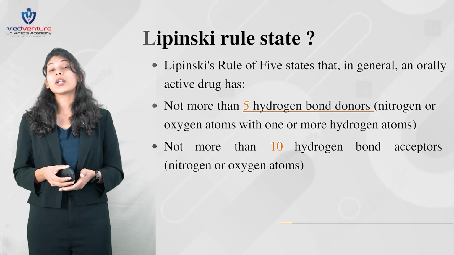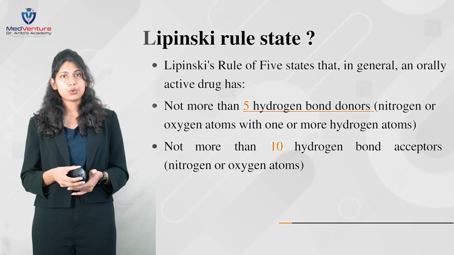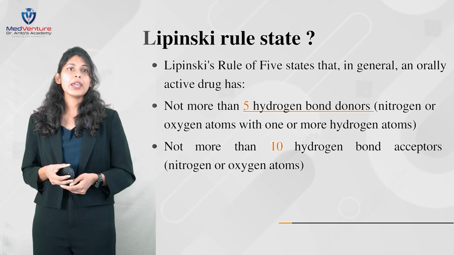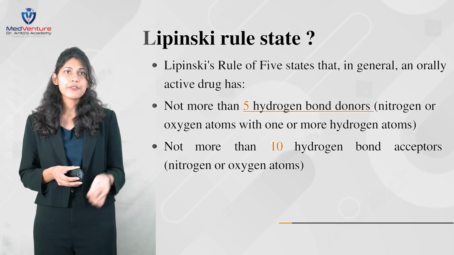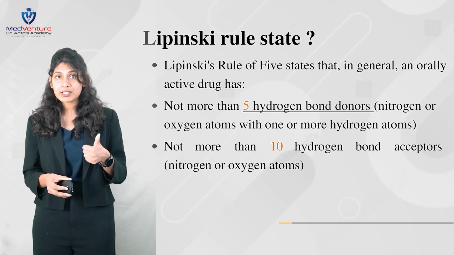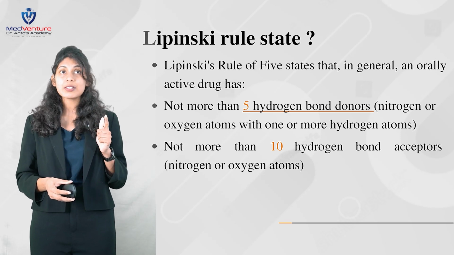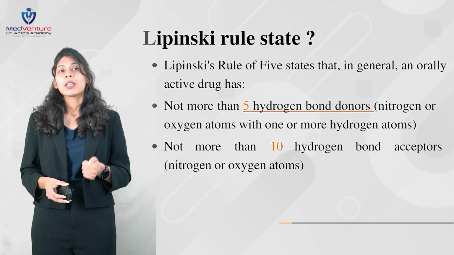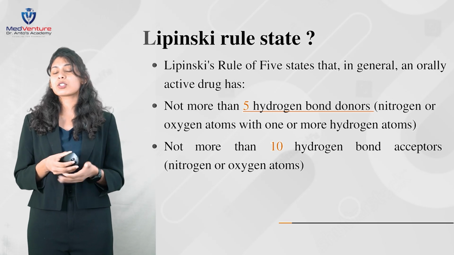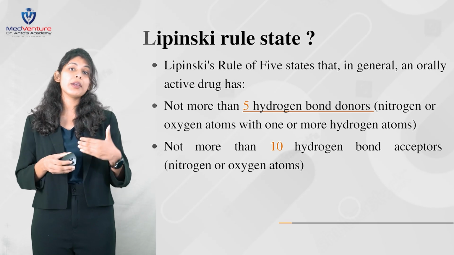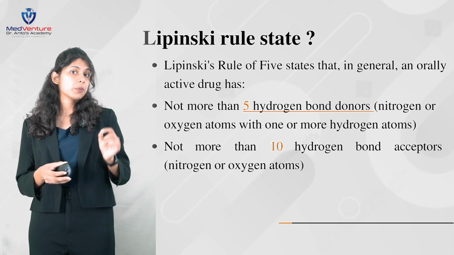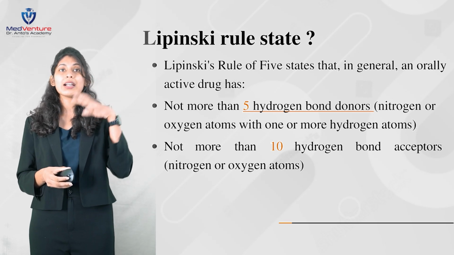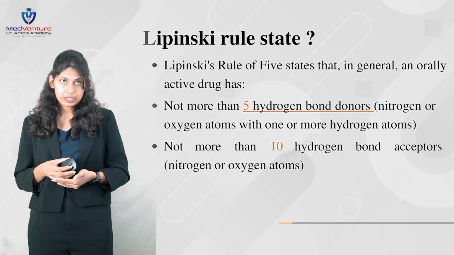Moving on, we'll look into what Lipinski's rule is. It's also known as Lipinski's rule of 5, or the 5 rules of Lipinski. We'll break down the 5 rules. First, the hydrogen bond donors, then the hydrogen bond acceptors, then molecular weight and partition coefficient. This rule is mainly for knowing the oral absorption of a drug. A drug has good oral absorption if it ticks all these categories.